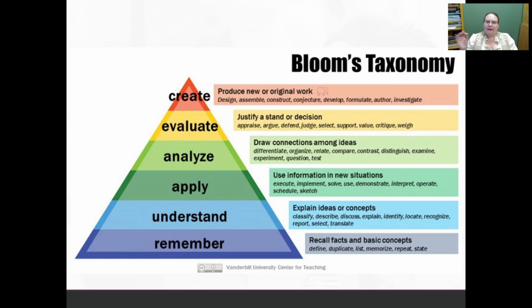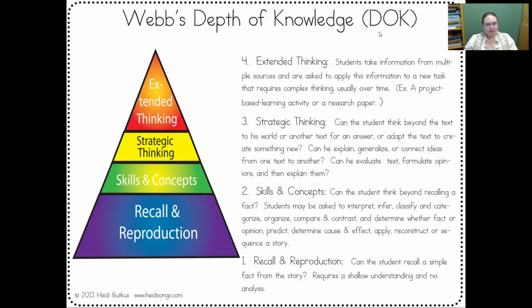The other thing that I want to be very clear about here is when we talk about create, we also have to have the skills to be able to evaluate, to analyze, to apply, to understand, and to remember. Same thing when we talk about the depth of knowledge. If you don't have strategic thinking, you will not be able to do extended thinking. You will have to have those skills and concepts and the ability to recall and reproduce the concepts, right? So you really have to work on these bottom skills first before you can get to the top echelon of these theories that they propose for both Bloom and Webb.